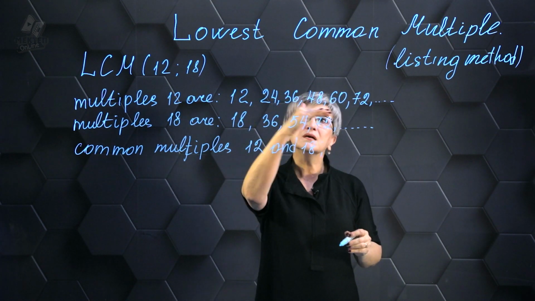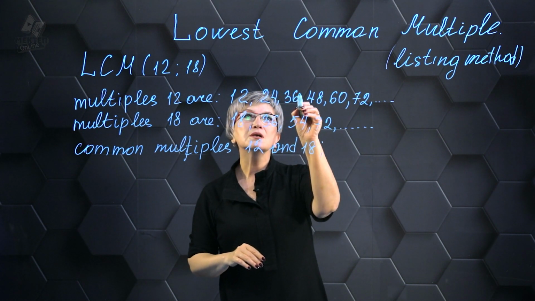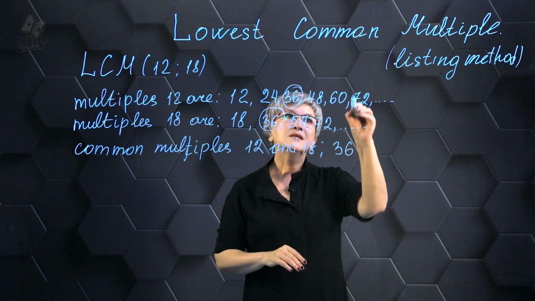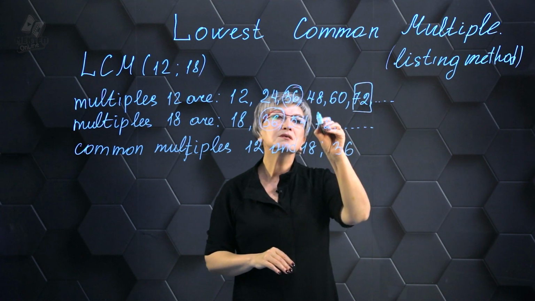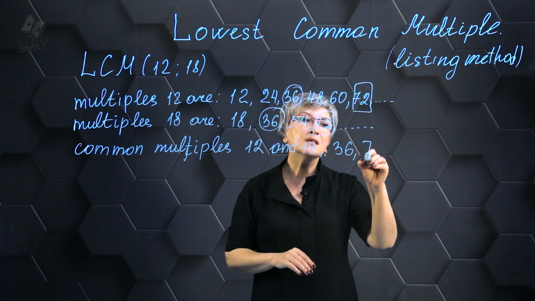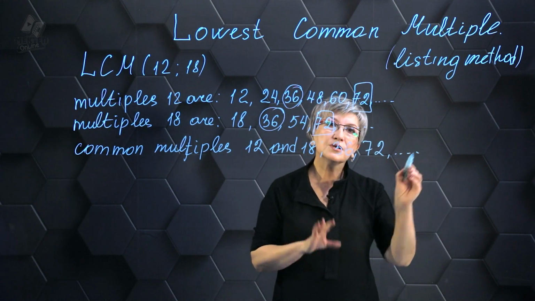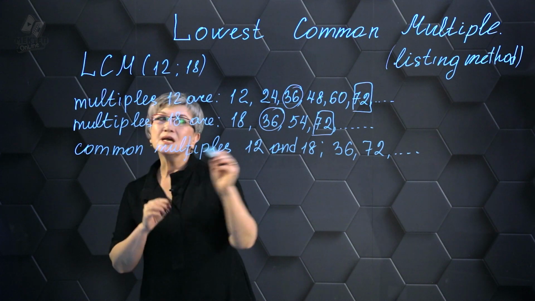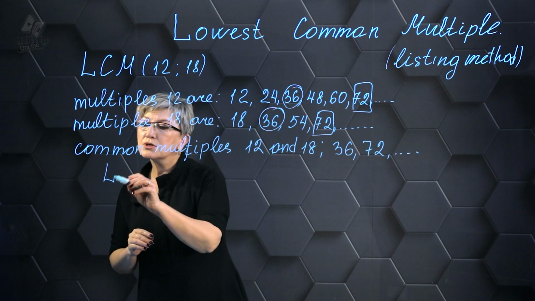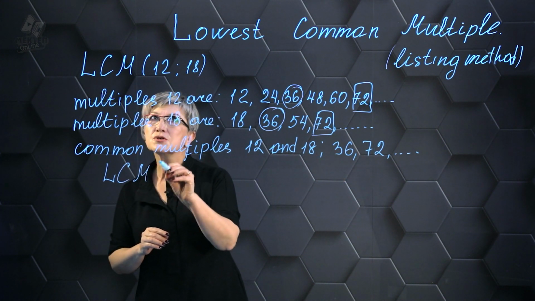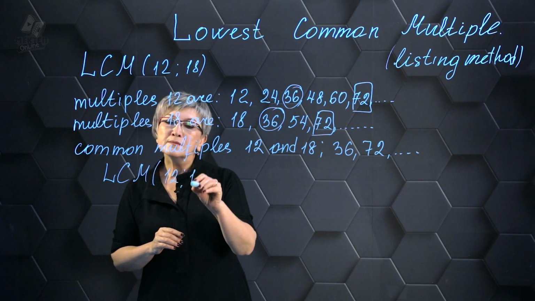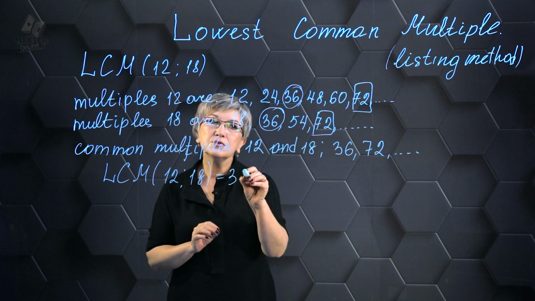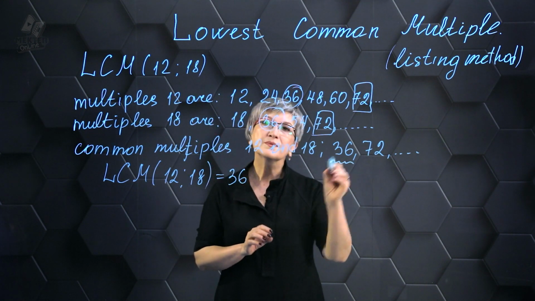You see this list here, so I picked the common ones from here. This is 36, this is the first number. Next up is the number 72, and so on, there are still more numbers. Now I'm choosing the smallest one. Among these numbers, I choose the smallest one. That is the least common multiple, and the least common multiple will be the number 36.